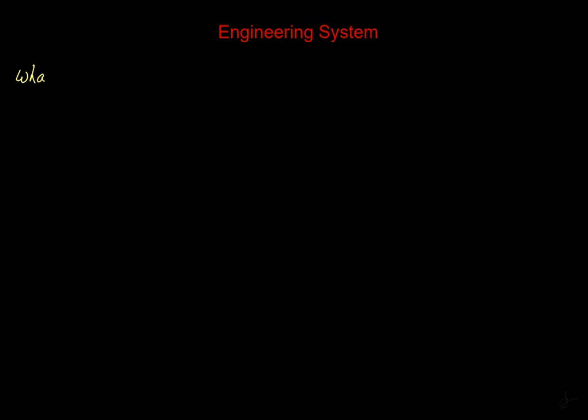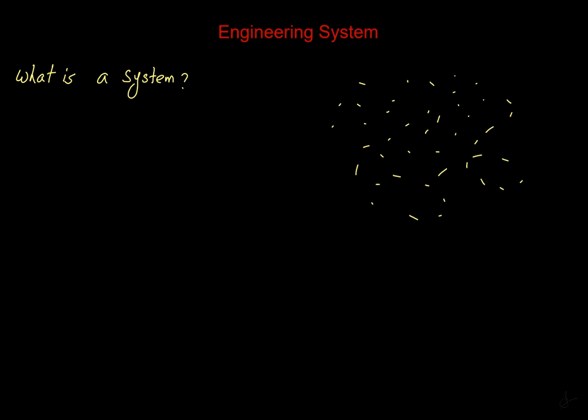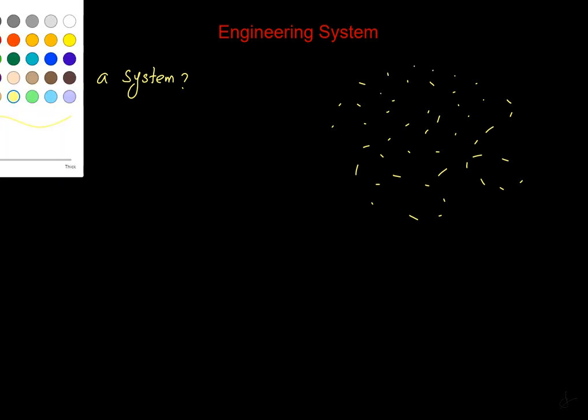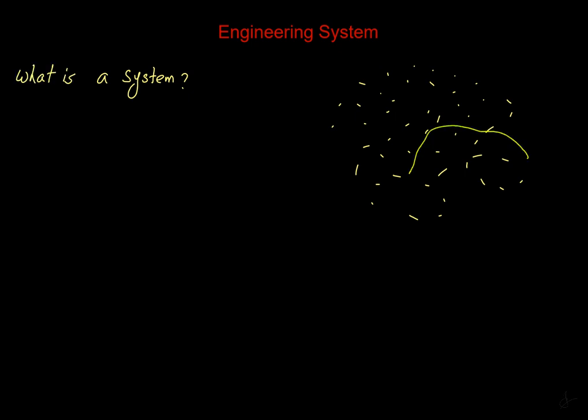What is a system? Let's assume that we have a black area here and we have randomly distributed dots on that page. Then I ask you to count the number of dots or dashes in a specific zone. Let's assume this is the zone I'm interested in.